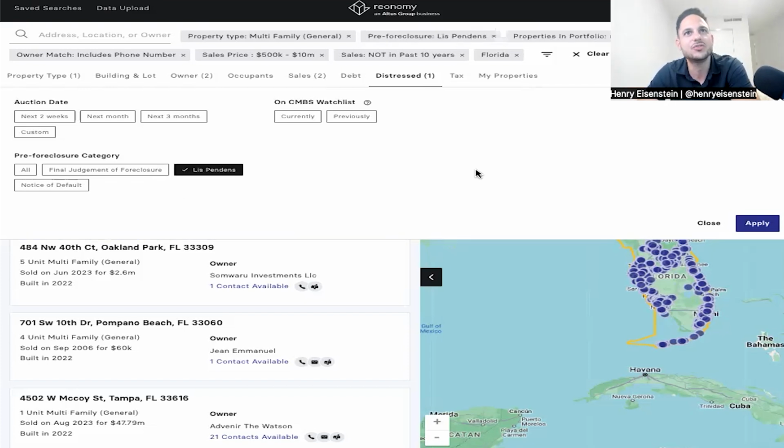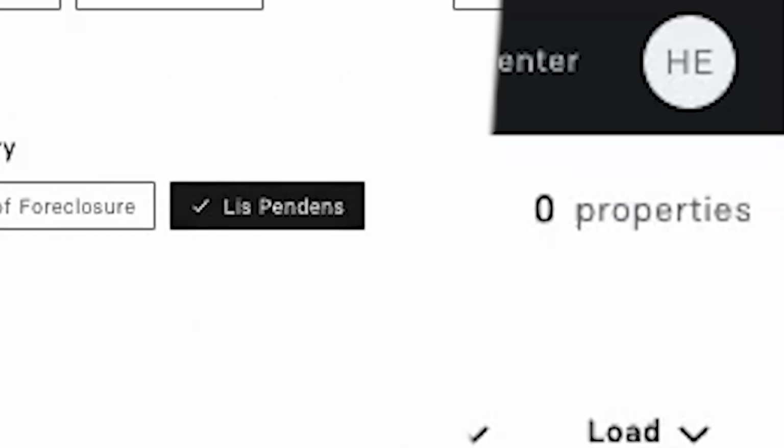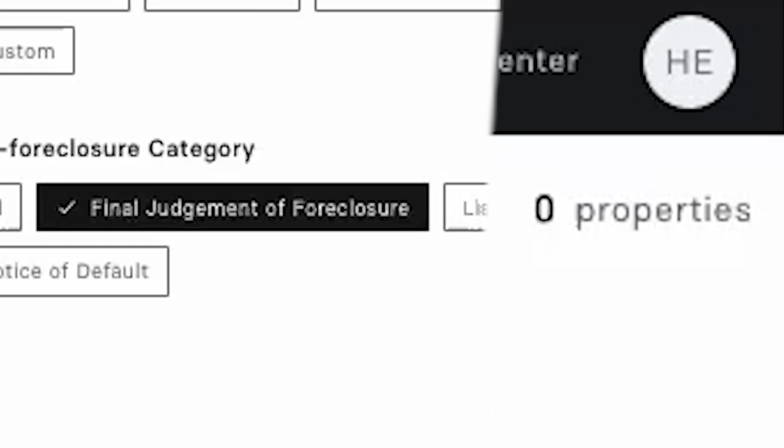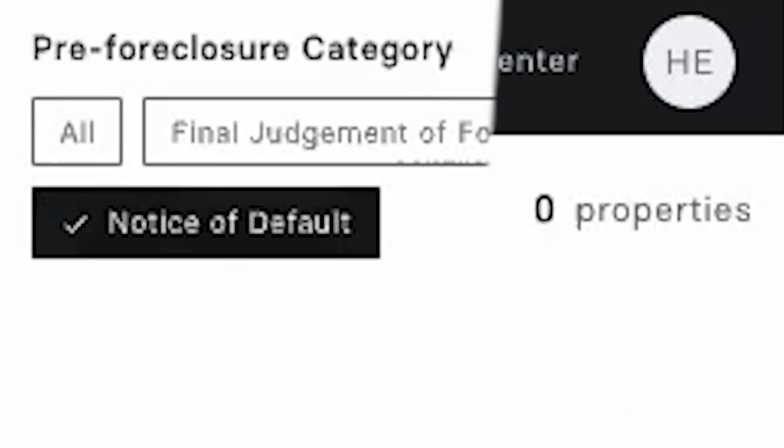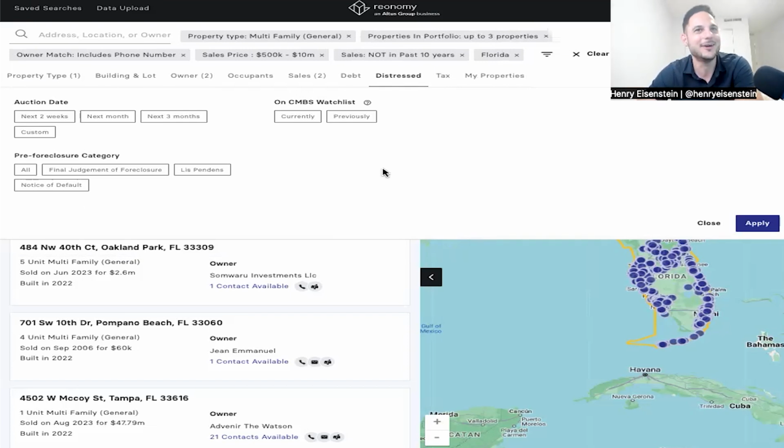Like, let's say you have the 2400. How many of them are Lis Pendens? None. Okay. Final judgment of foreclosure? None. Okay, cool. Notice of default? None. Okay, cool. As you can see, it's not really going to change much.